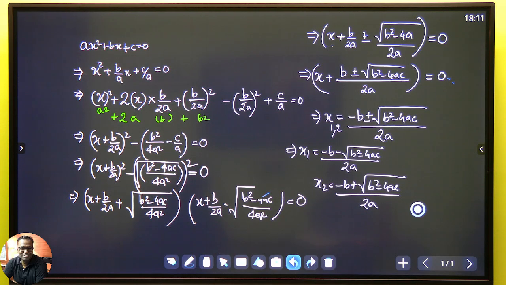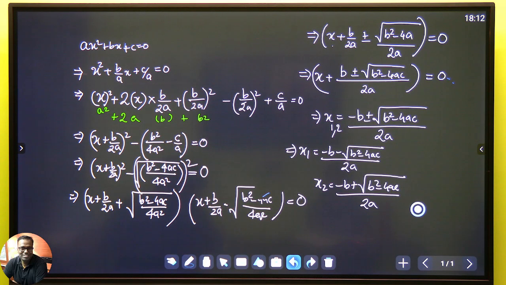4ac. Now look, we need to get an a square minus b square format. But this is a square minus b. You don't have a square. So we have to introduce the square also. So x plus b by 2a whole square. Now I have to make it a square. So what I do, I put a root of b square minus 4ac, divided by 4a square, just to make it a square format.